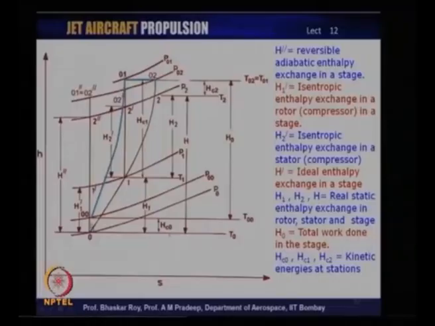The corresponding static work is from 0 to 1 and then from 1 to 2. So, these works are all shown here and they are written down over here. The last three are the kinetic energies at the various stations, shown as H C 0, H C 2 and H C 1. So, these are the three kinetic energies that the flow carries through the compressor at stations 0, 1 and 2.